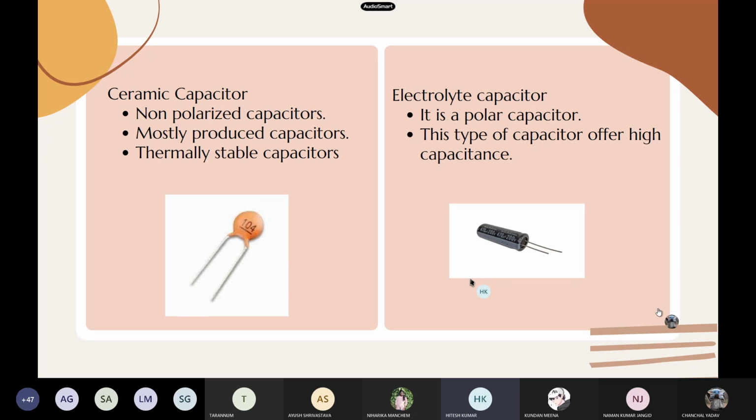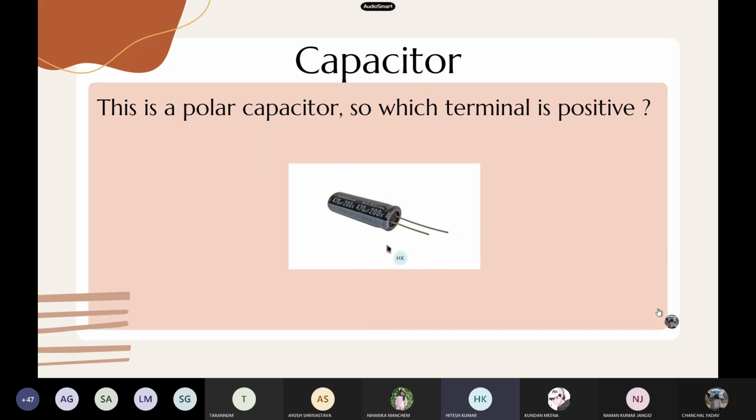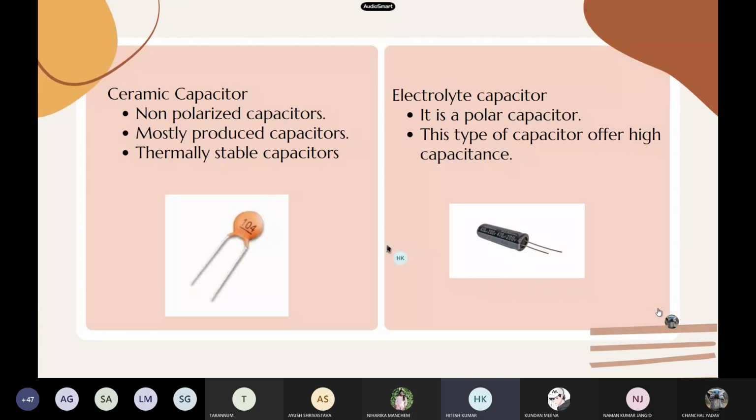Ceramic capacitors are non-polarized in nature and are the most commonly produced of all types of capacitors. These are thermally stable capacitors. On the right side, it is an electrolytic capacitor. Electrolytic capacitors are polar in nature, and these offer higher capacitance than ceramic capacitors.